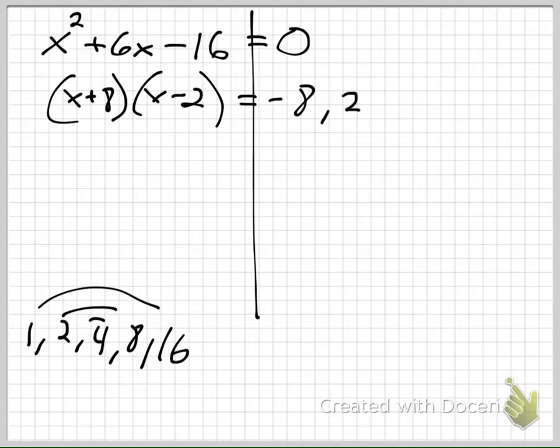And you're done. For real. That's the answer. That's an easy one. But it's important that you understand how to do this by completing the square, so I'm going to show you. Let's remember that the answer is negative 8 and 2. Can we remember that? Now let's do it by completing the square.